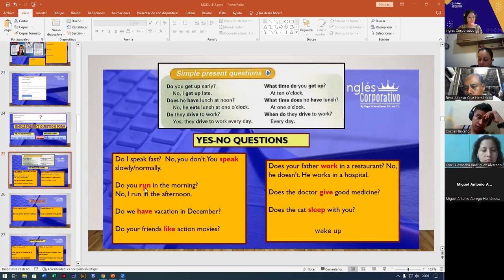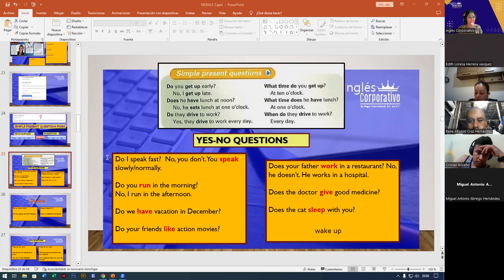Another example: Do you run in the morning? No, I run in the afternoon. Do we have vacation in December? Possible answer? Do we have vacation in December? Yes. Es positivo, ¿verdad? Exactly. That is correct. So, yes.